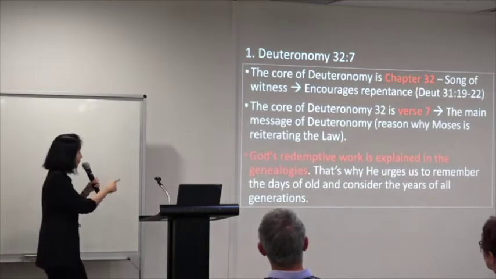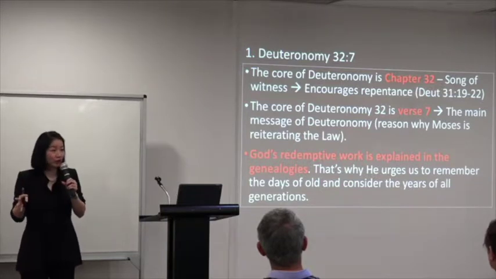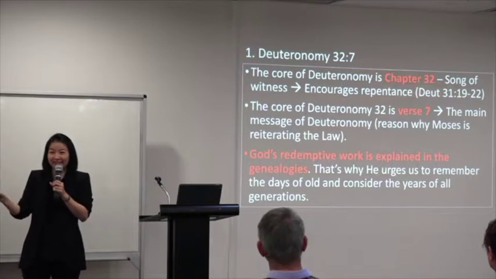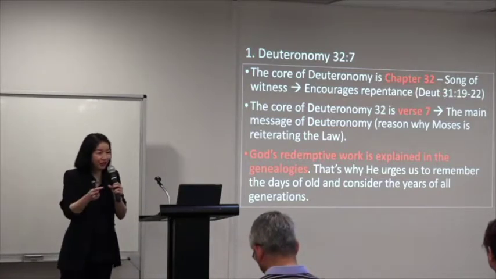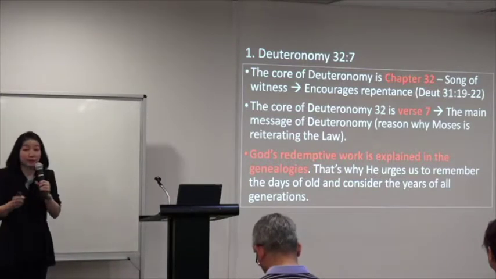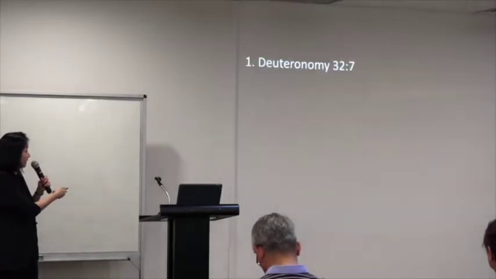And in chapter 32, the core of the entire song is verse 7. So if you can have a cheat sheet, just like for exams, don't you love cheat sheets? You don't have to read the whole book, just read the summary, right? The cheat sheet is verse 7. This is the main reason why Moses wrote it. Sorry, I flipped it too fast for you to take photos.